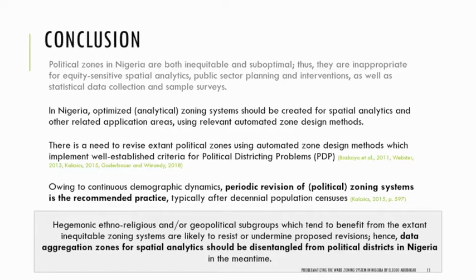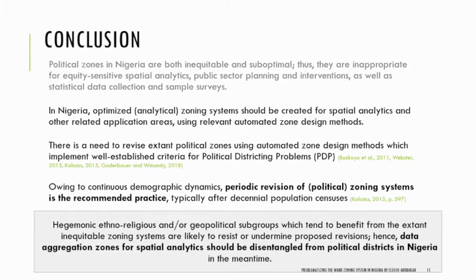And there are well-established criteria for reviewing political zones beyond even that considered in this project, and that falls under the problem of political districting problems. And automated zone design methods should be used for that. And when you look at political zones themselves, they are not supposed to be static. They are supposed to be revised.